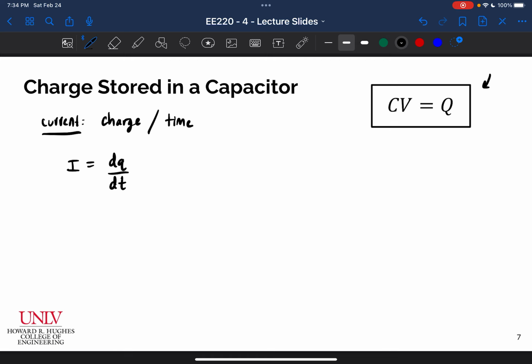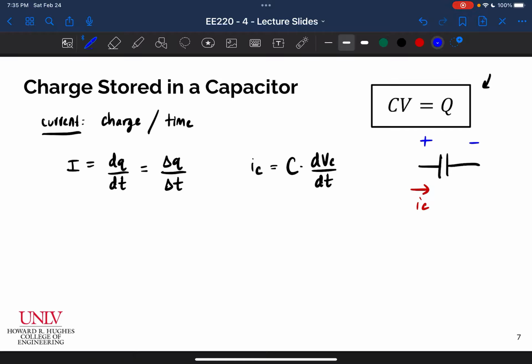It's some difference in charge divided by some difference in time. Or, I can also write that as delta q over delta t, some change in charge over some change in time, kind of the same thing here. But from the previous slide, I also know that the current through a capacitor is equal to C times dVc/dt, right? If I'm looking at a capacitor, I'm talking about the current through the capacitor being IC, and the voltage across the capacitor being Vc.